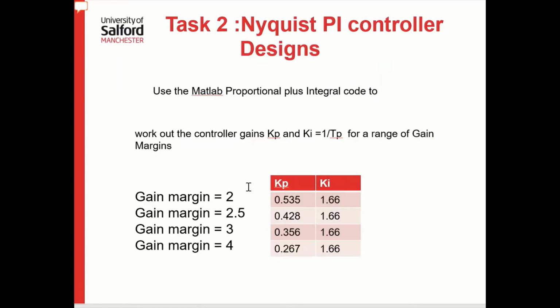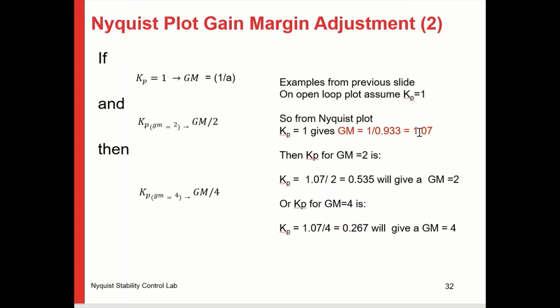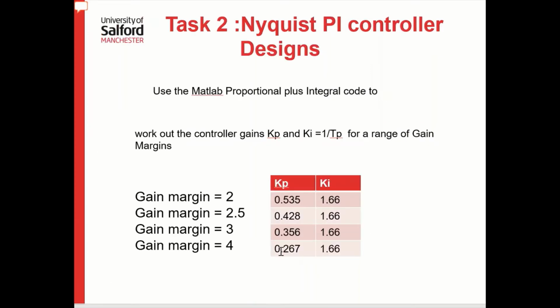So that then gives us a way of getting the Nyquist PI gains. Ki is 1.66 all the way through, and for the gain margin of 2, this number here is this number here divided by 2, which comes out as 0.535, and when it was 4 it came out as 0.267. So you could work out these just by dividing the numbers by the appropriate numbers here. So that then gives you your Nyquist designs.